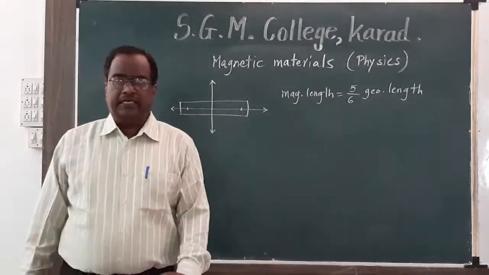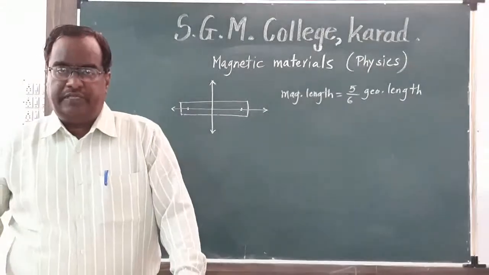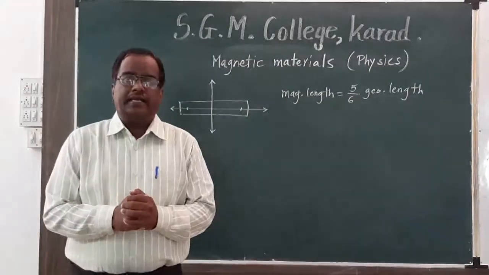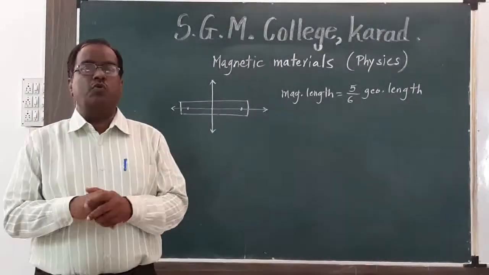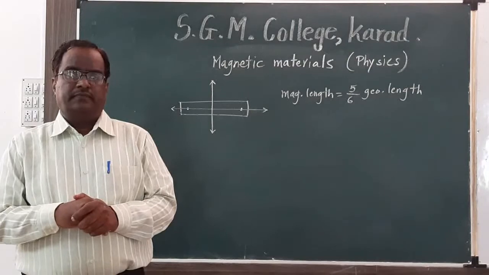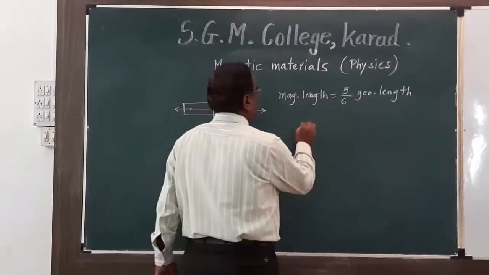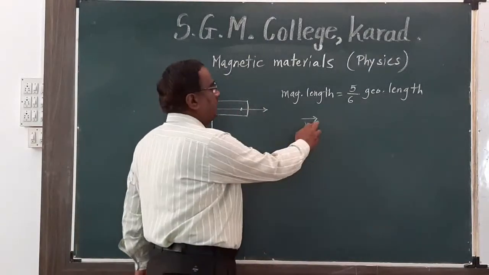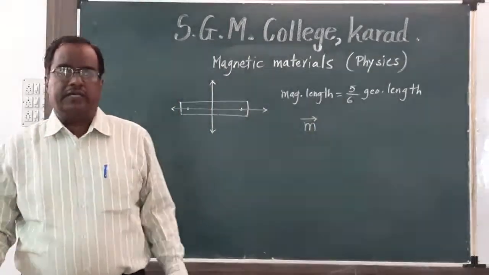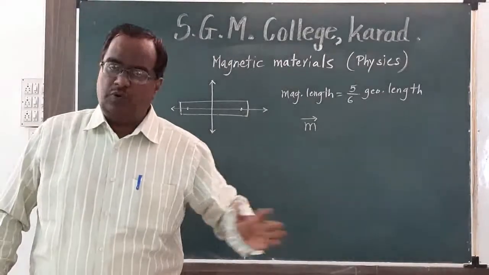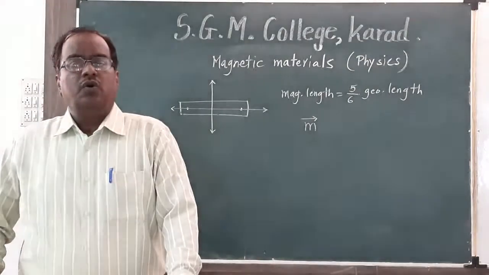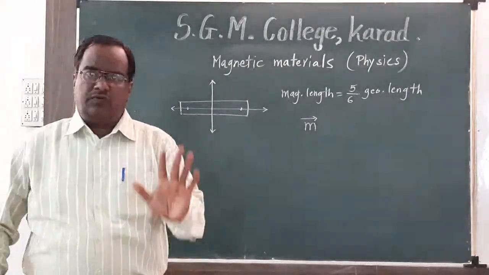For every magnet, there is a vector quantity associated with it. It is directed from S pole to N pole, and it is known as magnetic dipole moment. It is a vector quantity.